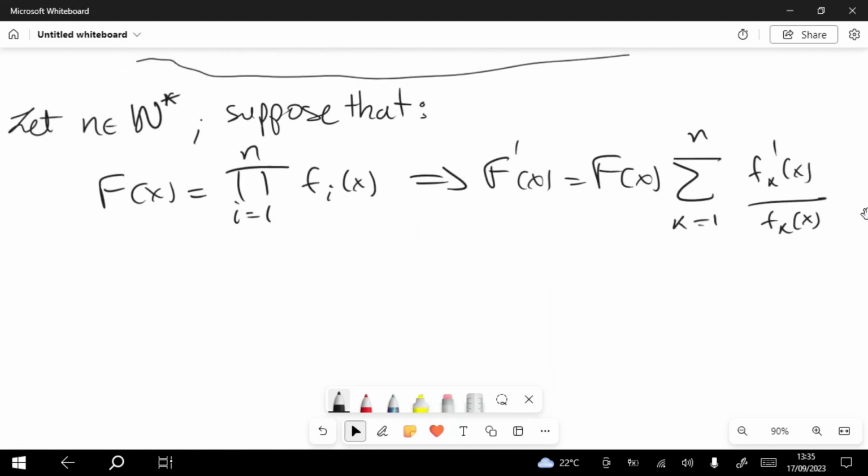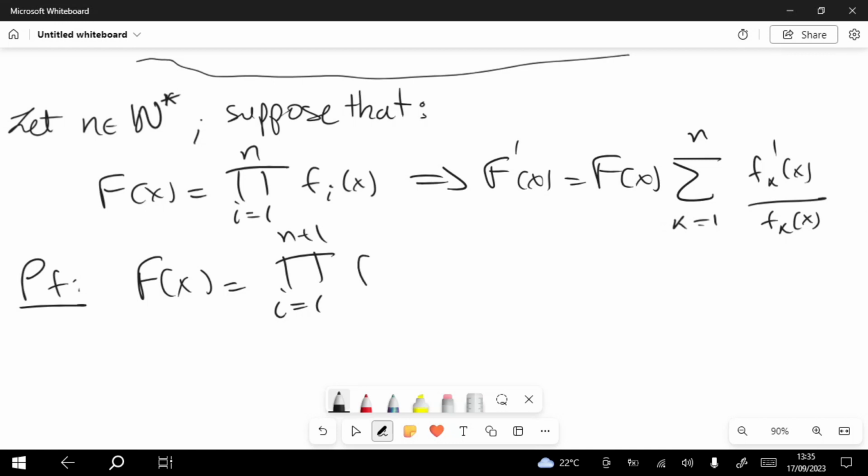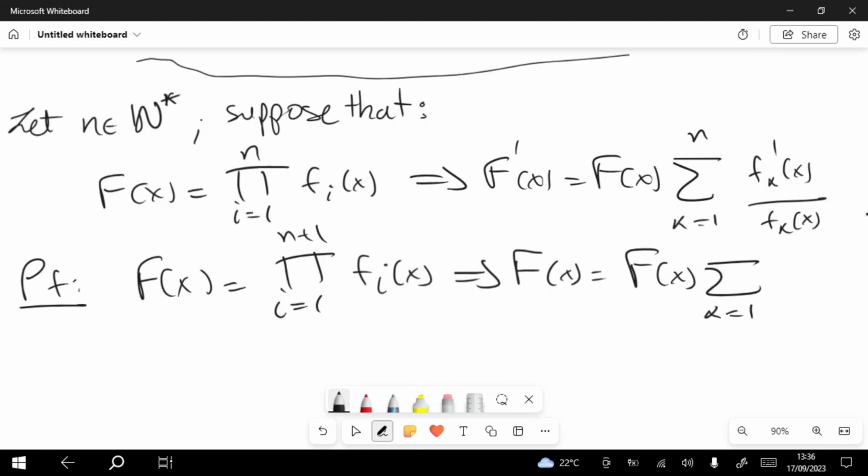In order to make the induction, we need to prove that for f of x equal to the product from 1 all the way to n plus 1 of f sub i of x, the derivative, so we have to add an n everywhere there's an n, I guess, is going to be this f of x times the sum as k goes from 1 all the way to n plus 1 of f sub k prime of x over f sub k of x. So how do you do that?